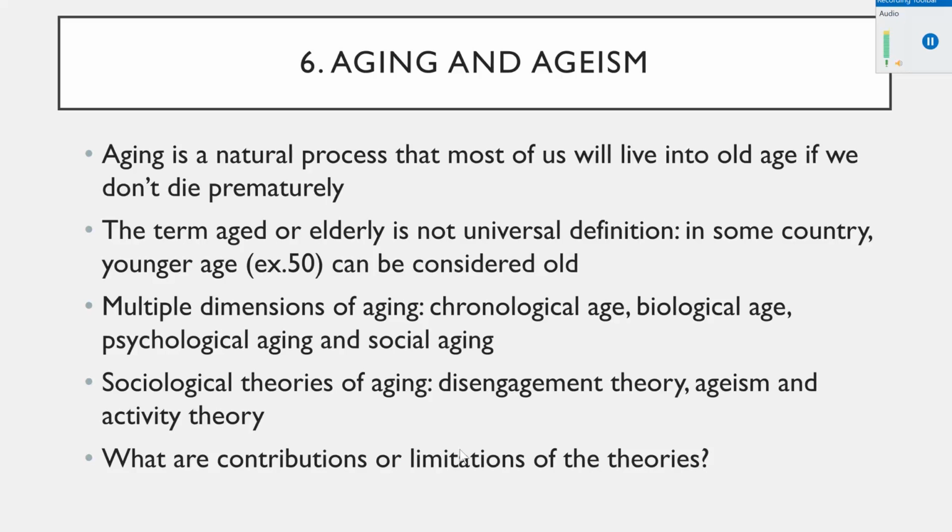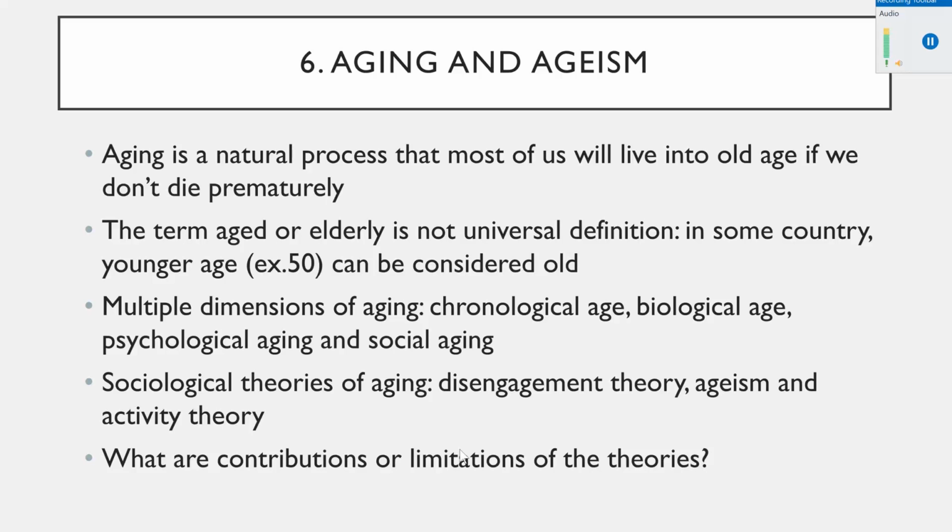So in that part of the country or the society in the world, someone who is 50 years old can be very, very old, because their life expectancy is about 40 or 45 because of disease or very bad health conditions. And multiple dimensions of aging were covered there: chronological age, biological age, psychological aging, and social aging.